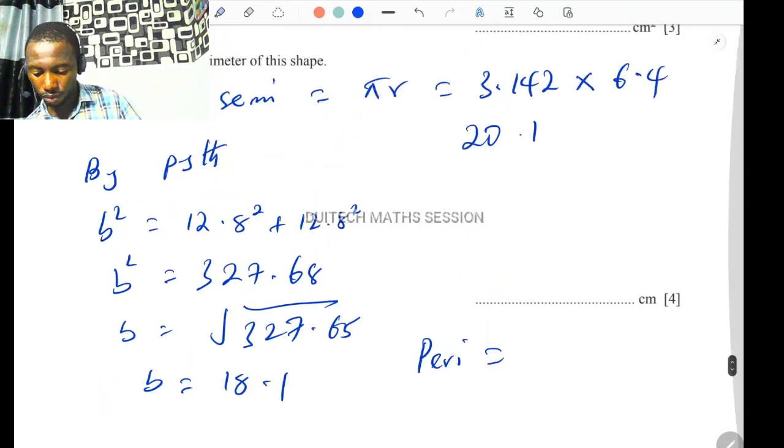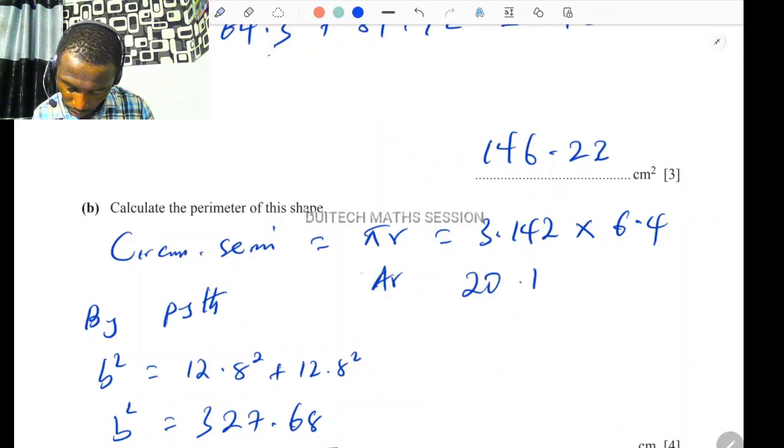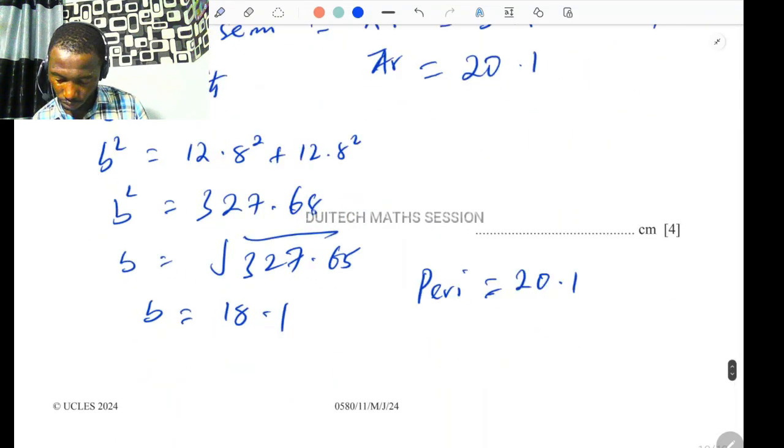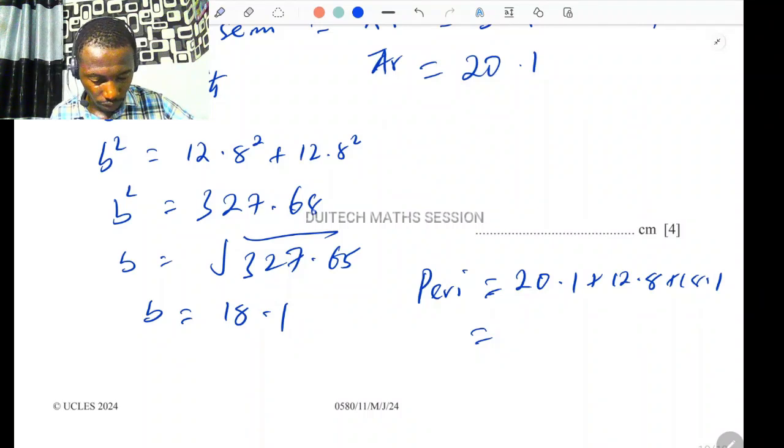Now the perimeter now becomes 20.1 plus 12.8 plus 18.1, which will give us what? 20.1 plus 12.8 plus 18.1. So we have 51.